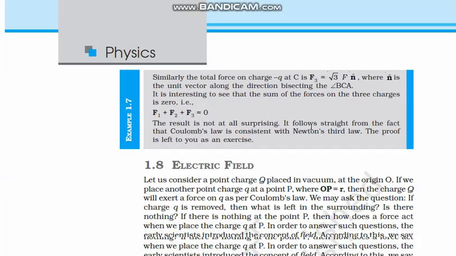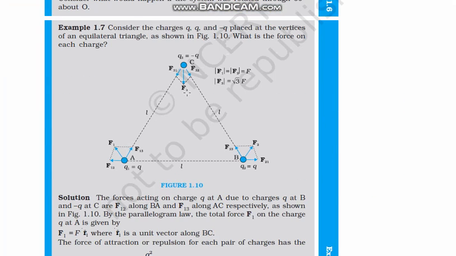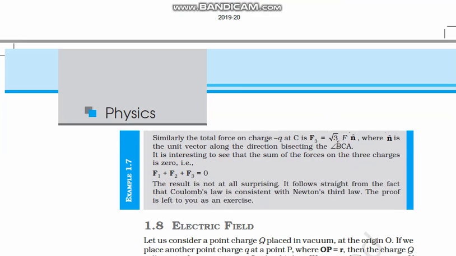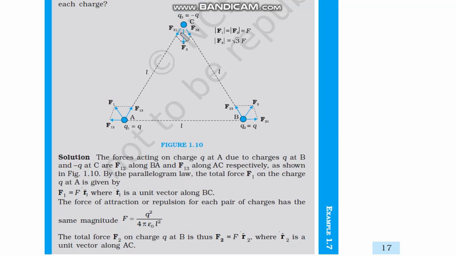So if we go further, here it is written that similarly total force on charge minus q, since on this minus q both the forces are attractive, this side, and angle between them is 60 degree, and cos 60 degree is plus 1 by 2. So this comes out root 3 F, and they have considered this as a unit vector n. This is unit vector n, this is unit vector r2, and this one was unit vector r1. So all three unit vectors are there.